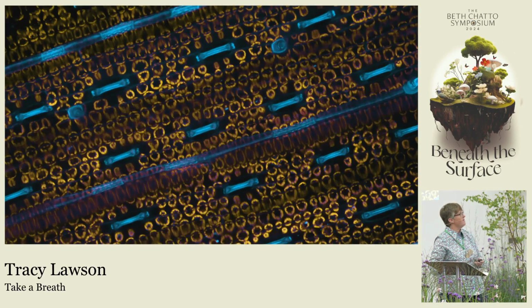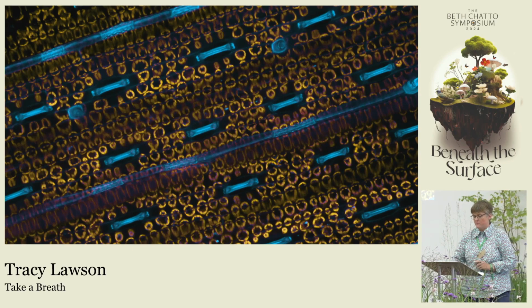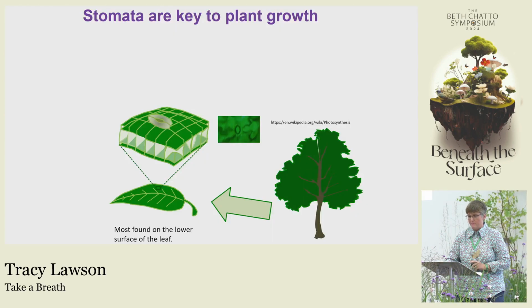But they can also look very different. This is wheat, and these are the guard cells here. They're different shapes. I'm going to come back to that in a moment, and they're in files on these leaves. So I'm going to talk a little bit about the morphology of some of these stomata as well.